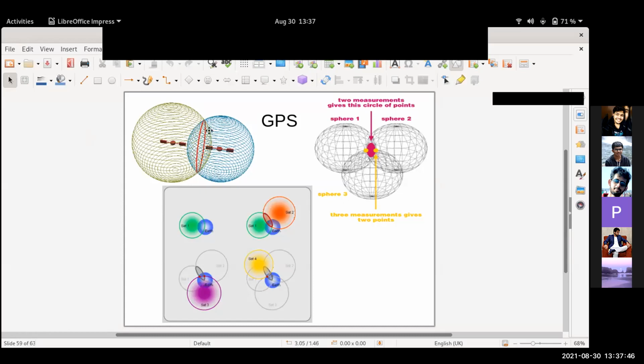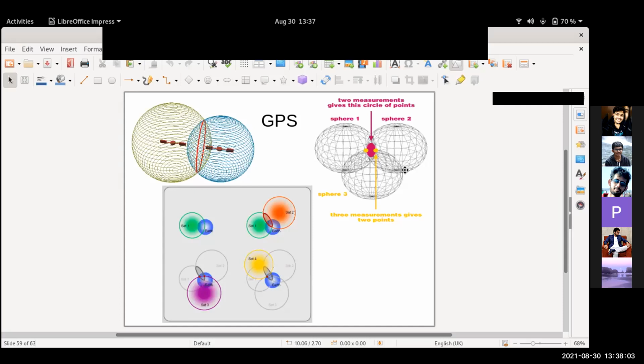Similarly, one can use more satellites to finally find out the position. Actually, what happens here is that there will be two points, that is, the intersection of two circles will be there. In the case of three spheres, which is shown on the top right here.